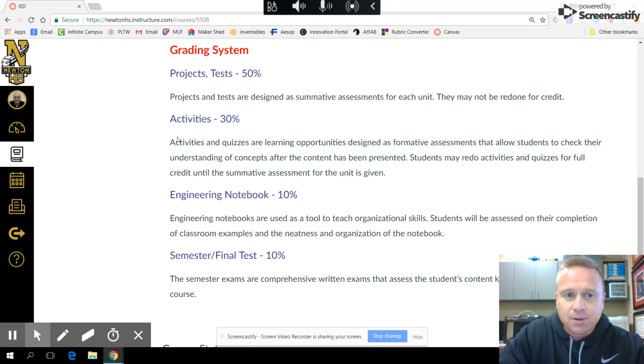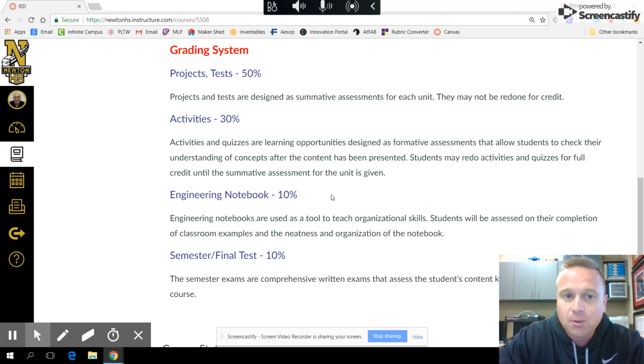The next thing we'll talk about real quickly are activities. Activities are the things that we do in class to learn the content. We call those formative assessments. Activities could be anything from me giving you some type of assignment to work on, to a quiz where I want to see how well you're understanding the concepts of the unit. And those things are worth 30% of your grade. So in Infinite Campus, you'll see the category activities, and that's 30% of your grade.